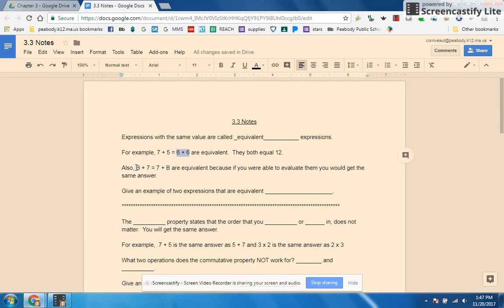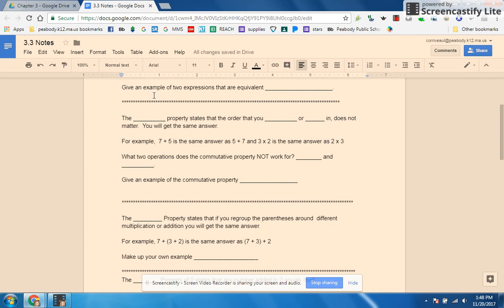For this one, we have an algebraic one, b plus 7 and 7 plus b. These are equivalent because if we were able to actually evaluate these, we would get the same exact answer. So if you plug in a 2 for b, 2 plus 7 is 9, and 7 plus 2 is 9. So you get the same exact answer. Basically it's just two math problems that equal the same amount. They could be numerical or they can be algebraic. So I want you to take a second and write down your own example of two expressions that would give you the same answer if you evaluated them. They could be numerical or algebraic.